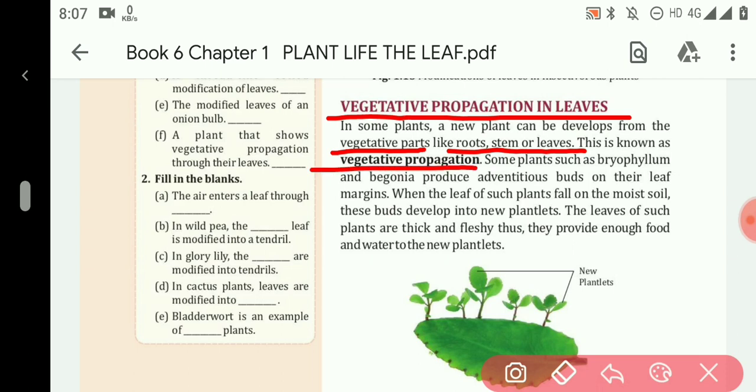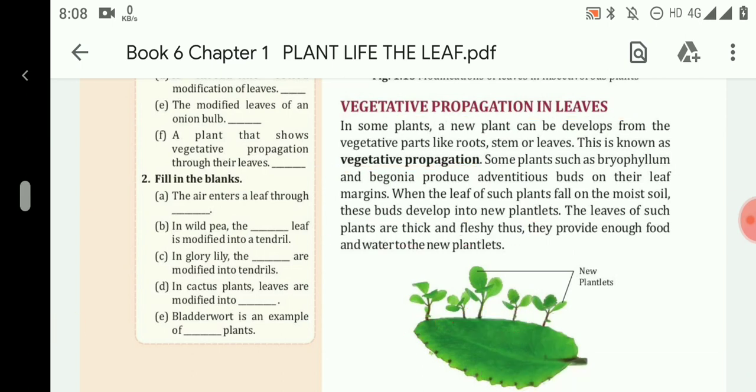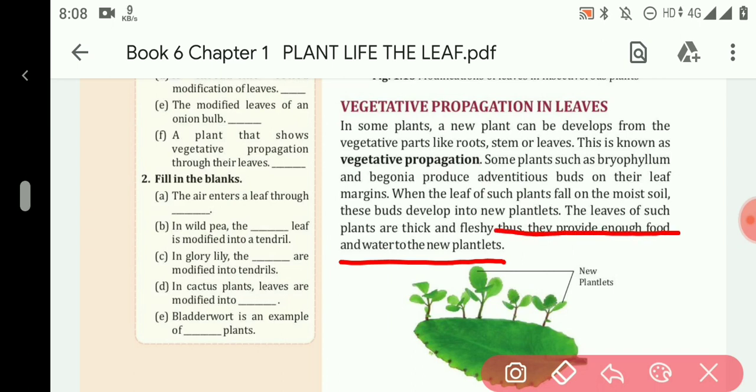Some plants such as Bryophyllum and Begonia produce adventitious buds on their leaf margins. These buds, such as here, they produce on their leaf margins. When the leaf of such plants drops on the moist soil, these buds develop into new plantlets, and the leaves of such plants are thick and fleshy. Thus, they provide enough food and water to the new plantlets, and they grow into a new plant by themselves.